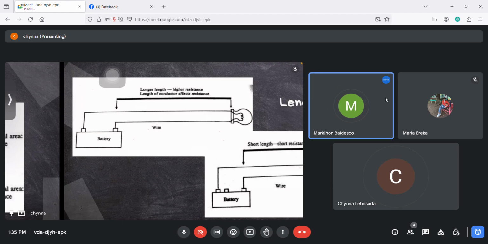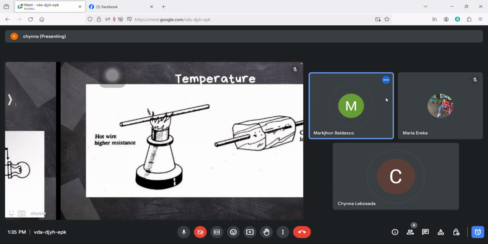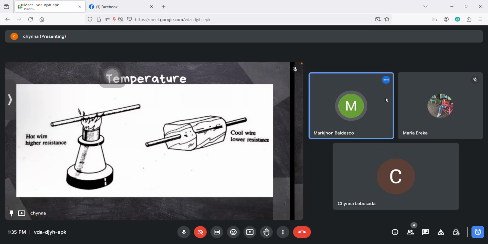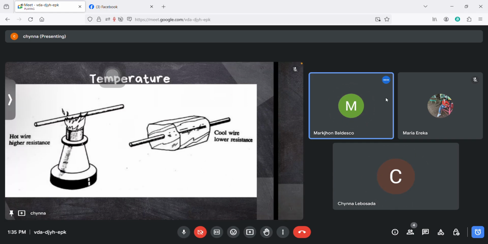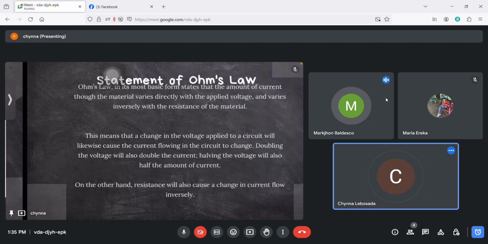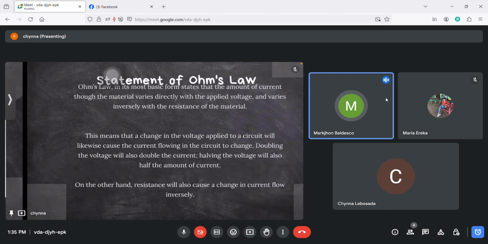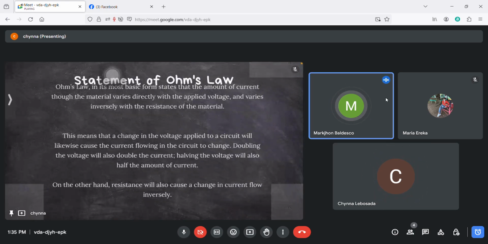Number 4, temperature. As the temperature of a material increases, the atoms in the material increase their activity, which causes the electrons to undergo more collisions and hence encounter more obstacles. In summary, voltage is the push that makes the current flow, while resistance resists the current flow. So let's move on to the statement of Ohm's law.